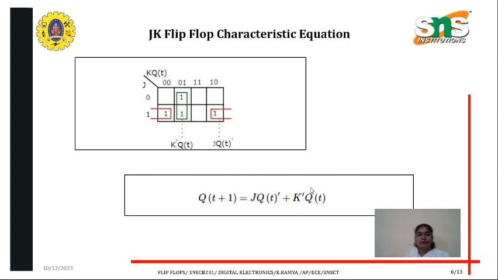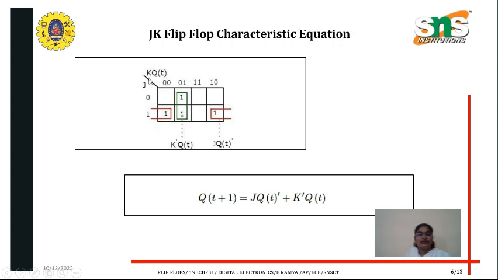The next one is the JK flip-flop characteristic equation. How can we define the characteristic equation of the JK flip-flop? From the K map. So here we have an 8 cell K map. J, K and Q of t are the inputs.